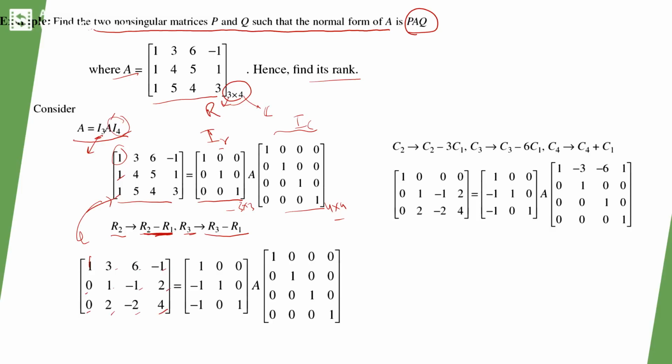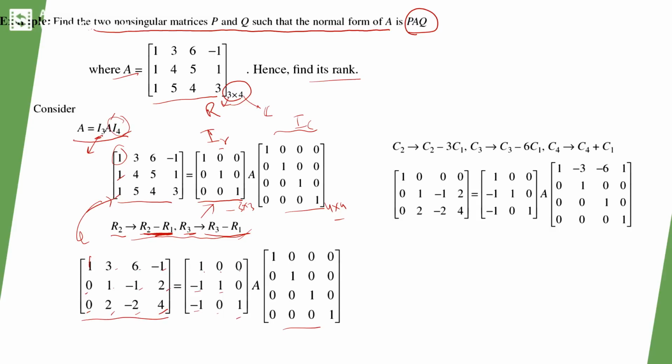Now, because we apply the operation on R, meaning row operation, these operations apply on IR. So the matrix IR reduced to [1, 0, 0; -1, 1, 0; -1, 0, 1]. And that matrix is the same because we apply the operation on row transformation. Now, we convert that matrix into the normal form.